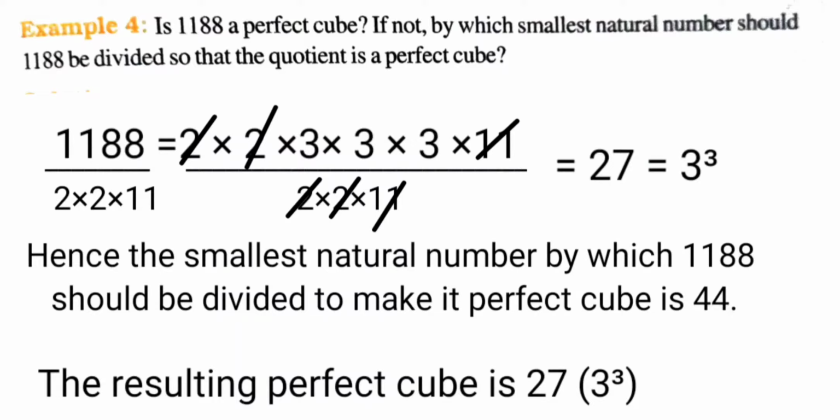यहाँ पे 1188 परफेक्ट क्यूब में नहीं था बिकॉज 2 and 11 ट्रिपलेट में नहीं था. सो 2 into 2 into 11 को बोथ साइड डिवाइड किए बिकॉज फाइंड द स्मॉलेस्ट नंबर वी शुड बी डिवाइड बोला है. सो हम यहाँ पे 44 डिवाइड कर दिए दोनों साइड, तो हमें मिला 27. सो रिक्वायर्ड परफेक्ट क्यूब इज 27.